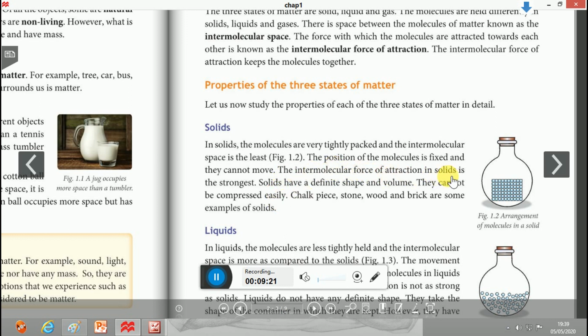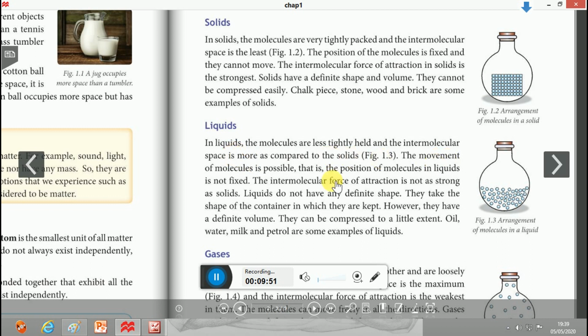The intermolecular force of attraction in the solid is the strongest because of this tight packing. Due to the tight packing, the least intermolecular space and the restriction of movement of the molecules, the solid has a definite shape and volume. They can't be compressed easily because there is no space between the molecules.